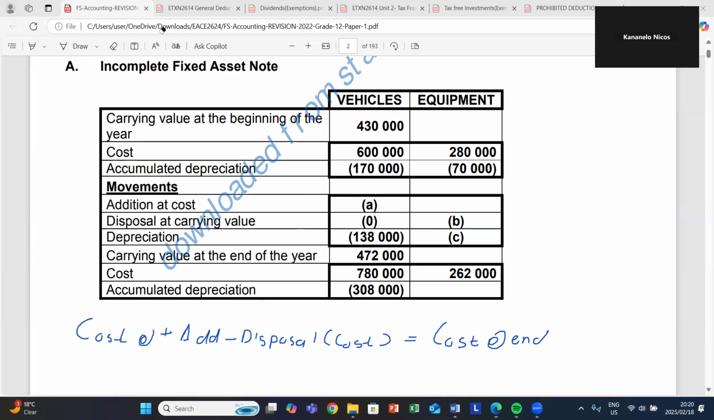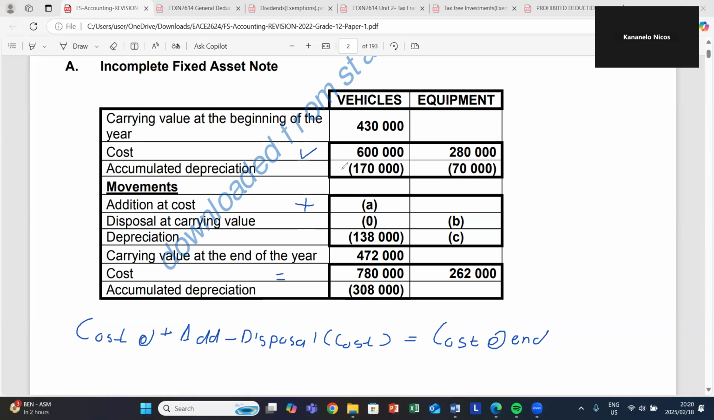To get the cost price at the end in this situation, they said cost price at the beginning, 600,000 rand, plus our additions. In this situation, you don't have a disposal, meaning they did not minus anything. And that's how they got 780.